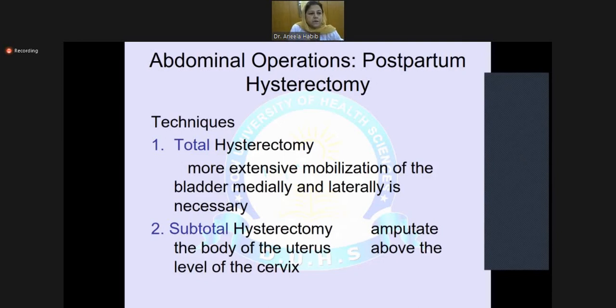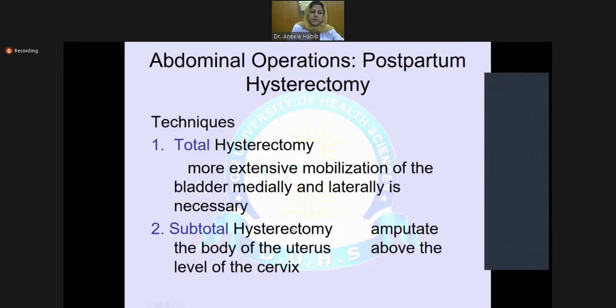And what are the abdominal operations for the postpartum hysterectomy techniques? Sometimes you need to take a total hysterectomy, the total uterus is taken out. And we have two ovaries on the sides of the uterus, and the ovaries are normal, healthy. You are not supposed to take the ovaries out in a young patient. You need to do a total hysterectomy. Total hysterectomy means taking out the uterus with the cervix.